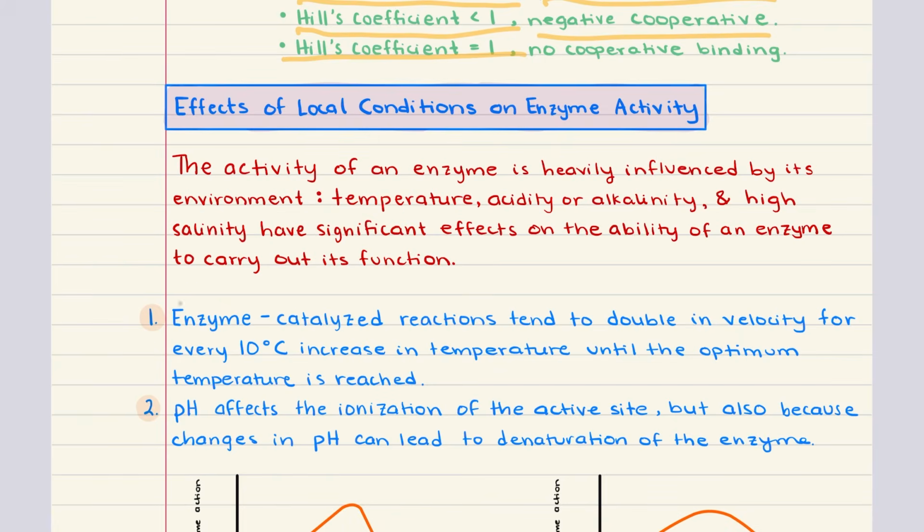First, let's talk about temperature. In general, enzyme catalyzed reactions tend to double in speed for every 10 degrees Celsius increase in temperature. This is because molecules are moving faster, they're colliding more frequently, and they're overcoming activation energy more easily. However, this increase in activity only continues up to a certain point called the optimal temperature.